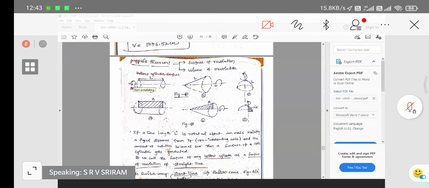So see here, this is the axis of rotation. The length, the line element, I have taken as a line. So if I rotate this one about 360 degrees, in the A case here I will get a cylindrical surface. Cylindrical surface I will get. So if it is a slant height, I will get a cone.